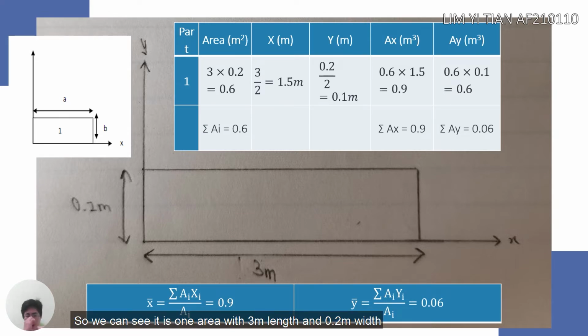So we can see that we have divided into one area. So the area with length 3 meter and the width 0.2 meter. So we got the area is 0.6 meters square. So we can get the x 1.5 meter and y is 0.1 meter, with Ax and Ay 0.9 and 0.06 meter cube.